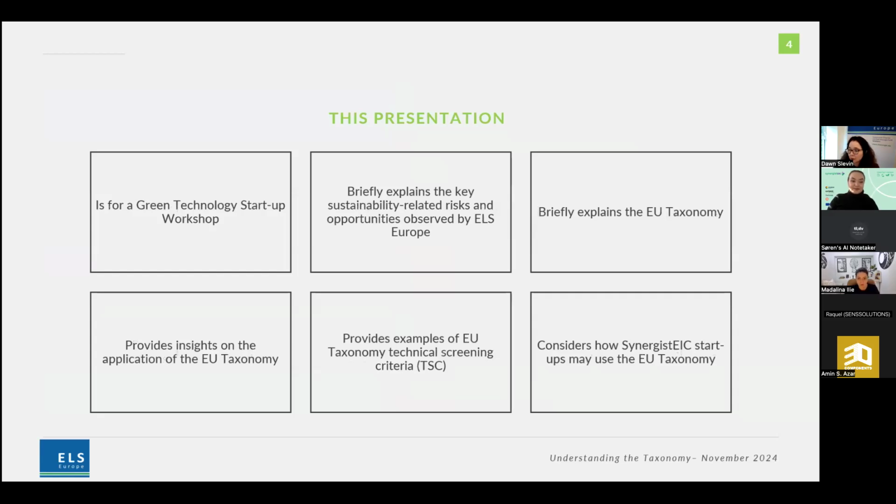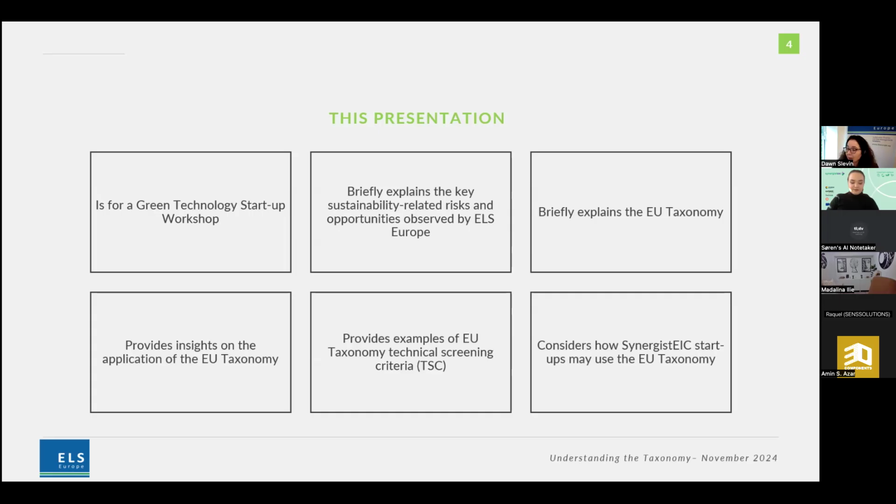So what am I going to talk about, just to break it down in terms of the requests that I received from the Synergies accelerator program? It's for you. So I'm really aiming this for startups and for tech startups. So I'm not going to be talking about all of the EU taxonomy sectors. I'm going to focus on those that are relevant to what I've seen just from a preview and a cursory view of the accelerator program. I want to explain the key sustainability risks and opportunities that we've observed here in ELS Europe. So it's putting a lens on that.